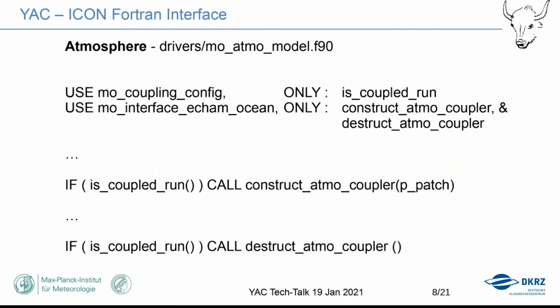Having a look into the Fortran code itself, the interface to YAC is pretty neat. You load the module file. First, for the initialization, there is a construction and destruction routine and another logical variable. If it's a coupled run, you call the construction, which does all the grid, field and component definition. And at the end of the time loop, if it's a coupled run, you destruct YAC.